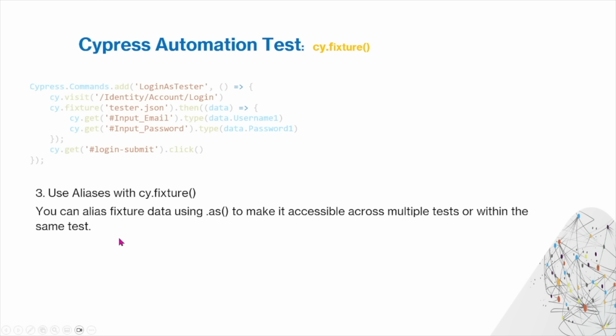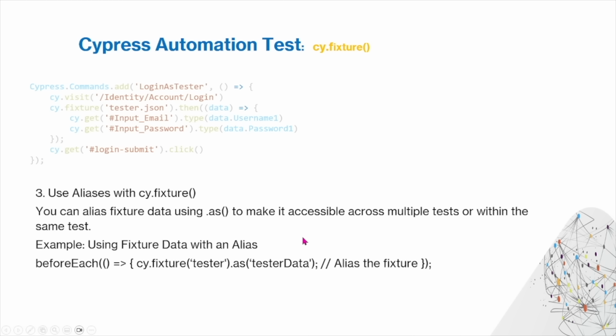The third thing to do is use aliases with cy.fixture. You can alias fixture data using .as to make it accessible across multiple tests or within the same test. So an example is using fixture data with an alias. This is an example using .as right here.